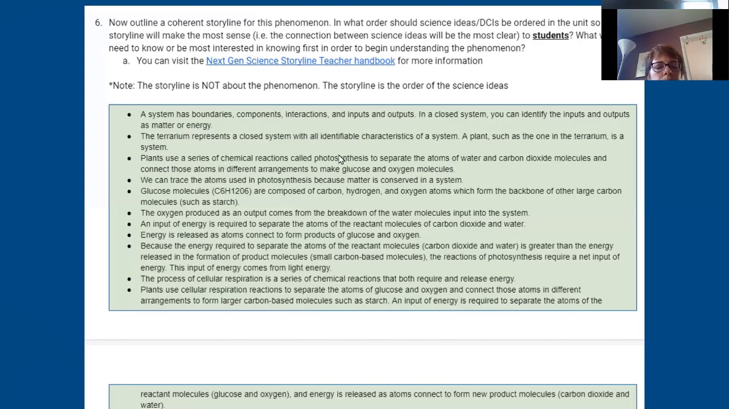Then we learned that those plants use chemical reactions called photosynthesis to separate atoms of water and carbon dioxide molecules and connect those atoms in different arrangements. We learned that we can trace those atoms used in photosynthesis. And then when we traced them, we found that those glucose molecules are composed of carbon, hydrogen, and oxygen. And then we found that that oxygen that comes out from that glucose comes from the breakdown of water, which is an input. And so we slowly build onto this story that we're creating of science ideas. And so at the end, the students now have this whole story that they can tell in their explanations. And so as teachers, we have to decide how that story should develop in order to make the most sense to students.